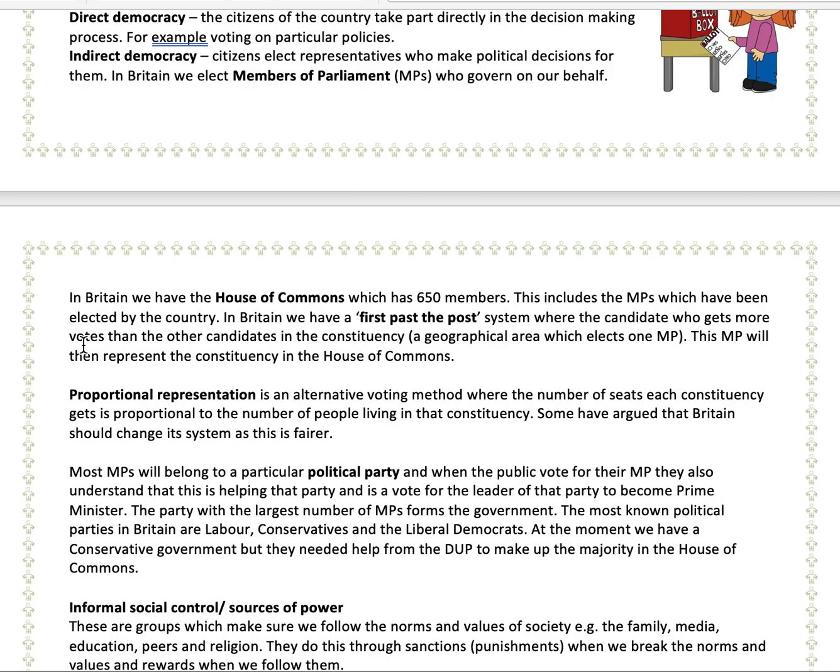We have the House of Commons. So this is the kind of place, which is in Westminster, where the MPs have their debates. So there are 650 people in the House of Commons, and they all represent a political party, and then the party that has the most people in the House of Commons, as long as they have a majority, will be the people who represent the country. So the leader of the party that has the most number of seats in the House of Commons will be the Prime Minister.